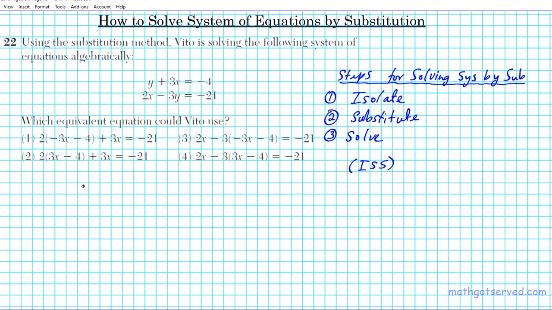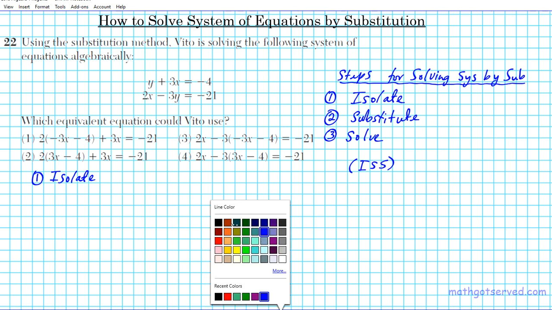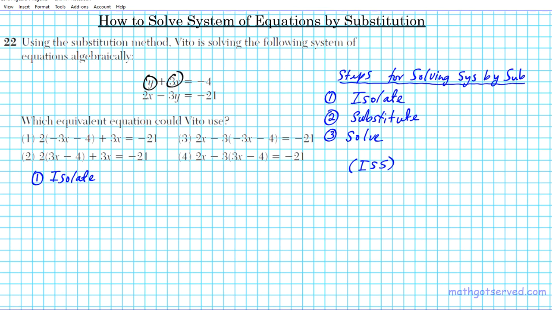So let's do the first step, which is to isolate. Step 1, isolate. Now, for the isolation step, we're going to take a look at all the variables here. There are 4 of them. And then we ask ourselves, which is the easiest to get by itself?